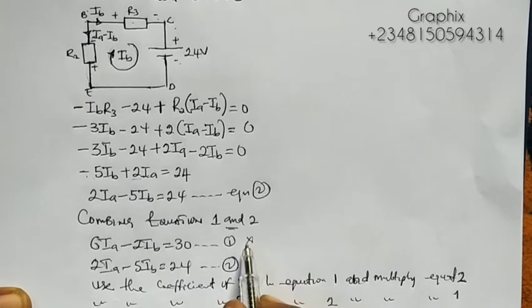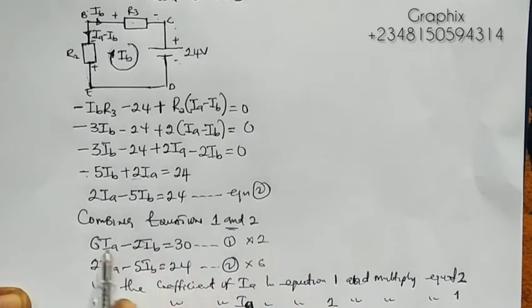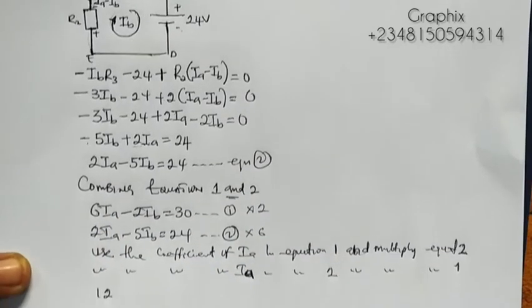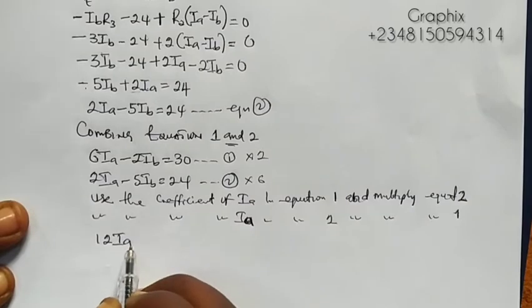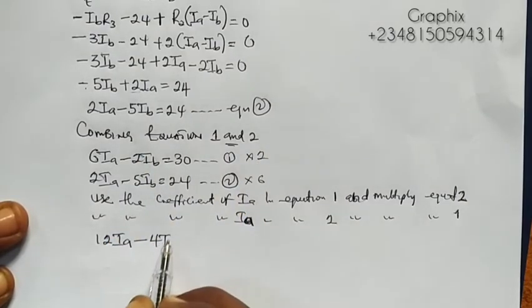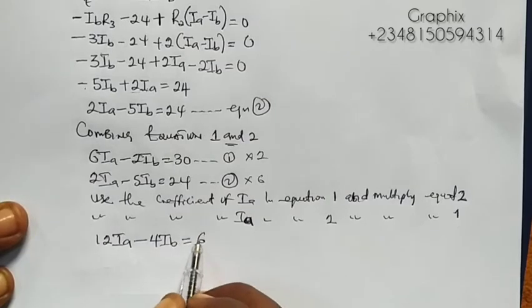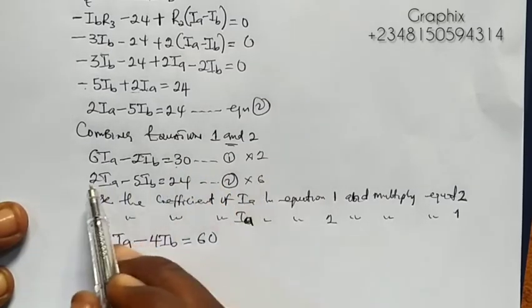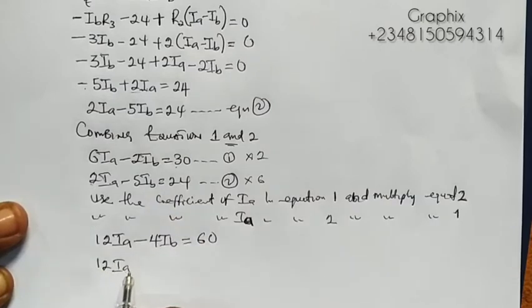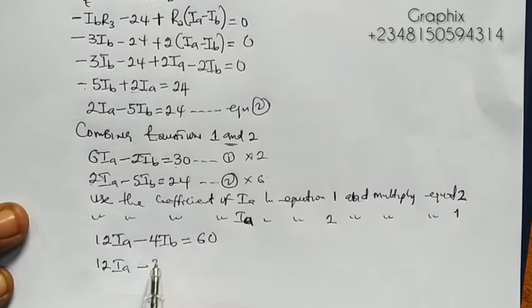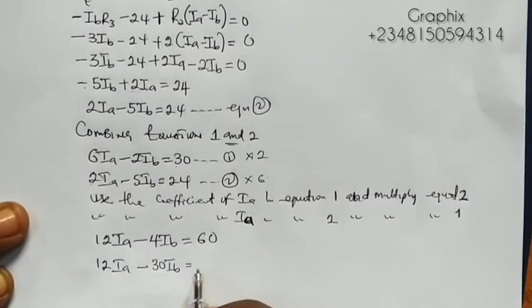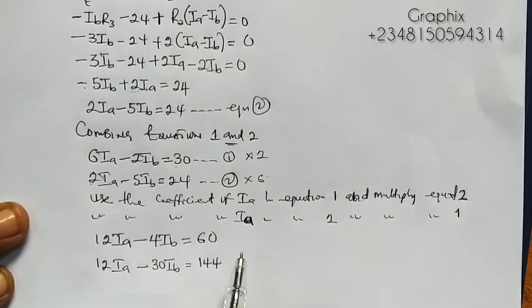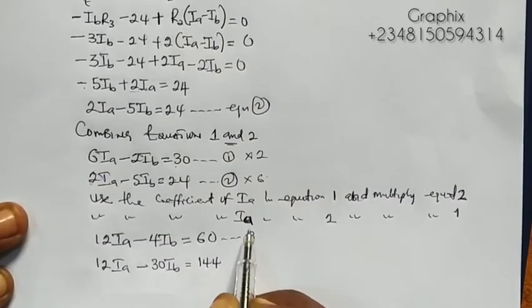What I mean is, multiply this by 2, and you multiply this by 6. So if I do that, 6 times 2 will give us 12IA minus 6 times 5, that will be 30IB, is equal to 6 times 24, so we're having 144. And 2 times 6 gives 12IA minus 2 times 5 gives 10IB equals 60.